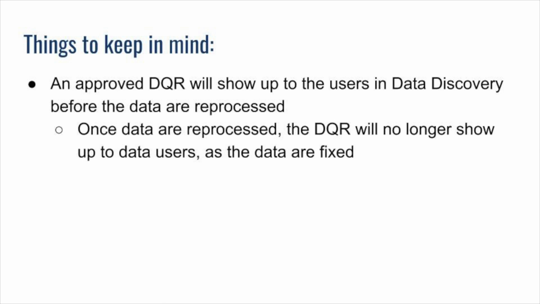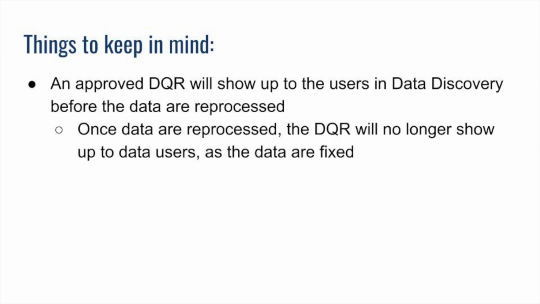So that's about all you need to know when it comes to filing reprocessing DQRs. A few important things to keep in mind include: once a reprocessing DQR is approved and submitted, the DQR will show up to the users in data discovery before the data are reprocessed, to let users know if the data are currently incorrect or suspect, but will be fixed and usable once the data are reprocessed. Once the data are actually reprocessed, the reprocessing DQR is marked as reprocessed, and the DQR will no longer show up to the users, since there would be no need.